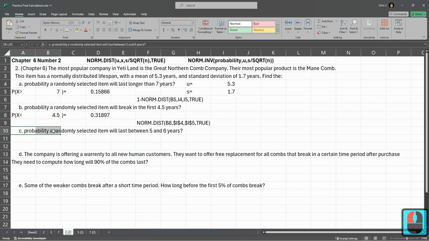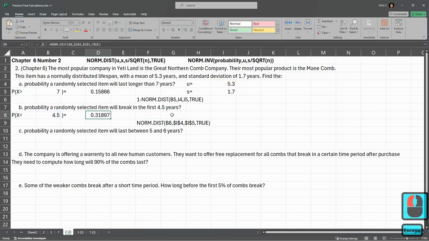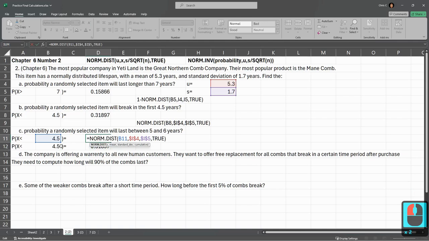Next up, probability a randomly selected item will last between 5 and 6. So I can either do greater than or less than for this. I'm going to go with the less than only because it doesn't need the extra 1 minus, but then I'll show you how to do it using that. So I'm actually going to paste this in twice. So again, I get the exact same thing in here twice.